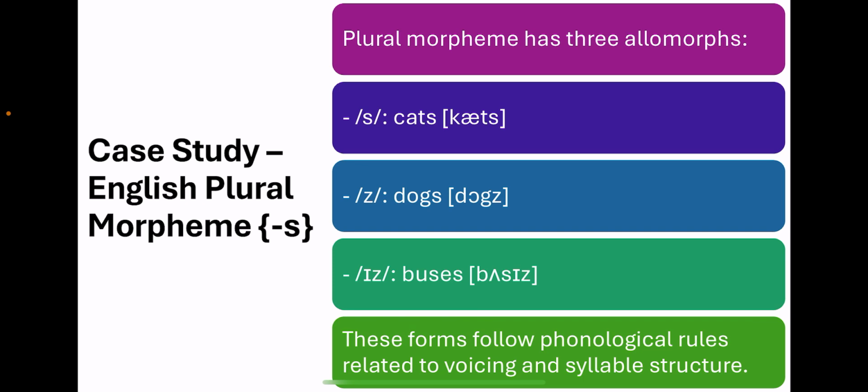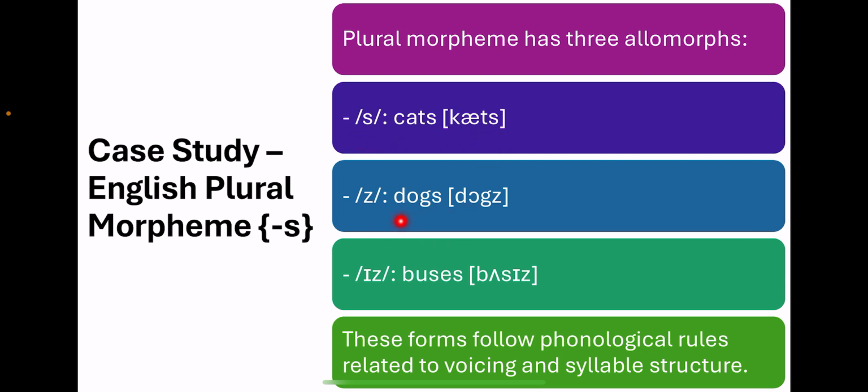Case study: the English plural morpheme, that is S. The plural morpheme has three allomorphs. For example, we have the word cats. Here t is voiceless, so when we make the plural of cat, the sound will be cats. The S will give the sound s.